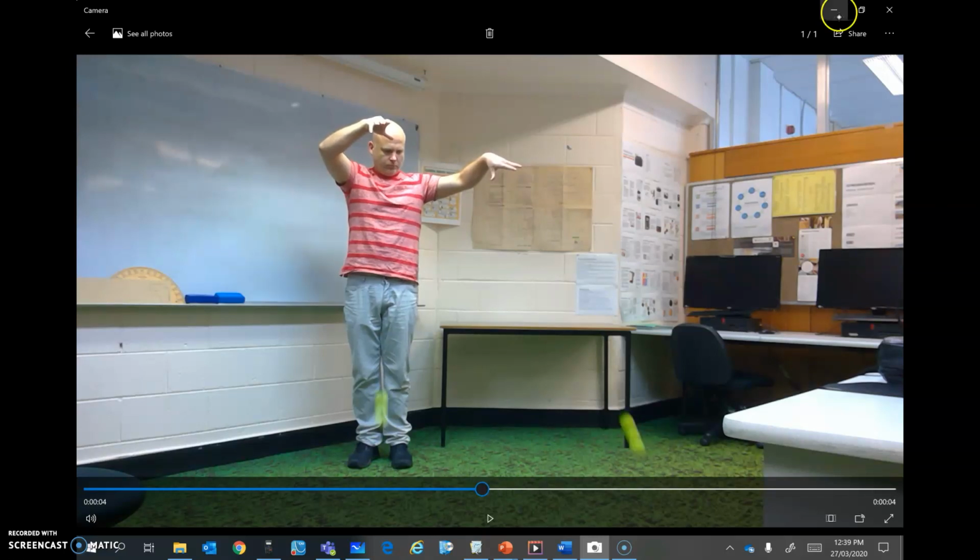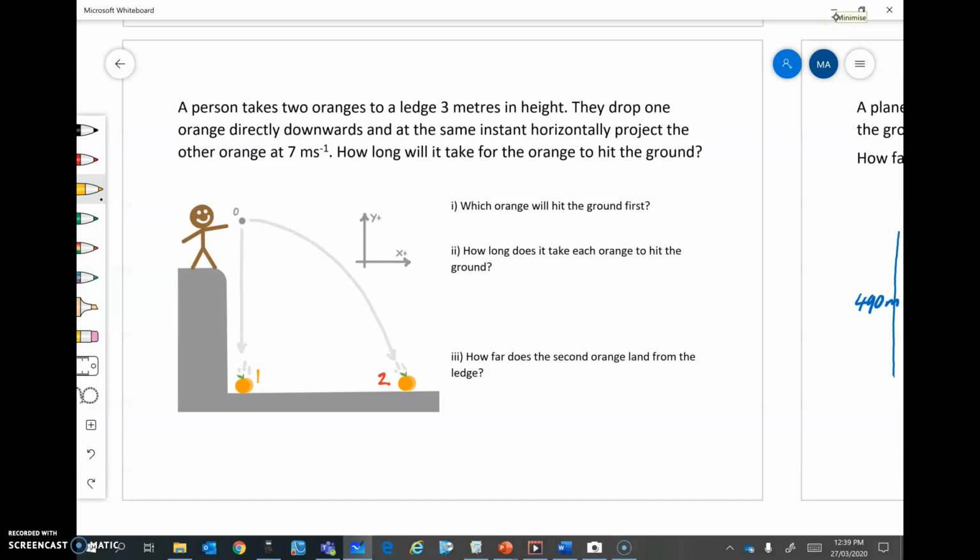Righto. So let's skip the action replay and write this down. They hit the ground simultaneously. I'll just write, at the same time. Hit the ground at the same time. Okay, now, how long does it take each orange to hit the ground? So they're going to hit at the same time.